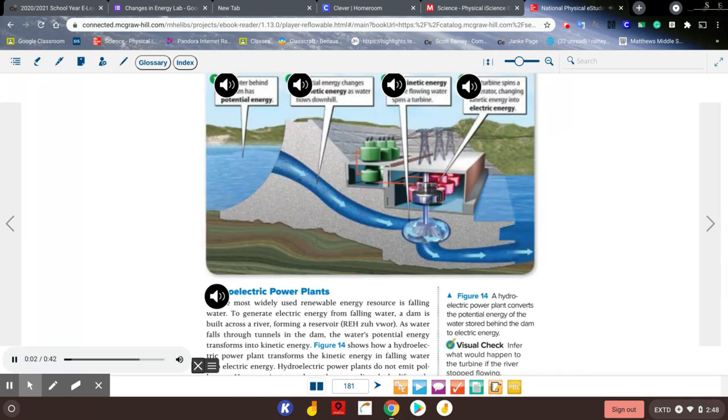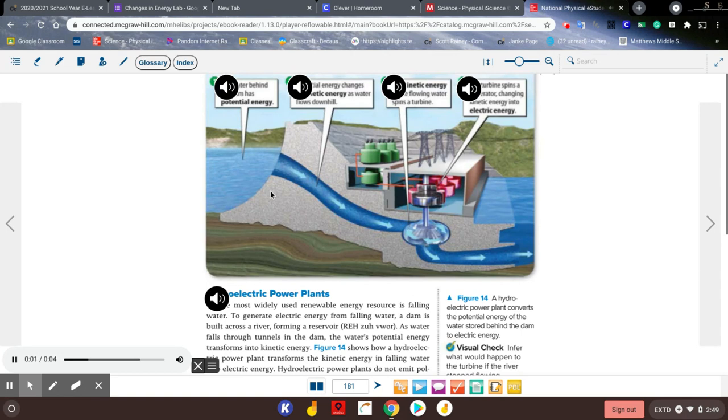Hydroelectric power plants. The most widely used renewable energy resource is falling water. To generate electric energy from falling water, a dam is built across a river, forming a reservoir. As water falls through tunnels in the dam, the water's potential energy transforms into kinetic energy. Figure 14 shows how a hydroelectric power plant transforms the kinetic energy in falling water into electric energy. Hydroelectric power plants do not emit pollutants. However, in some places, dams can disturb the life cycle of some wildlife, such as fish.